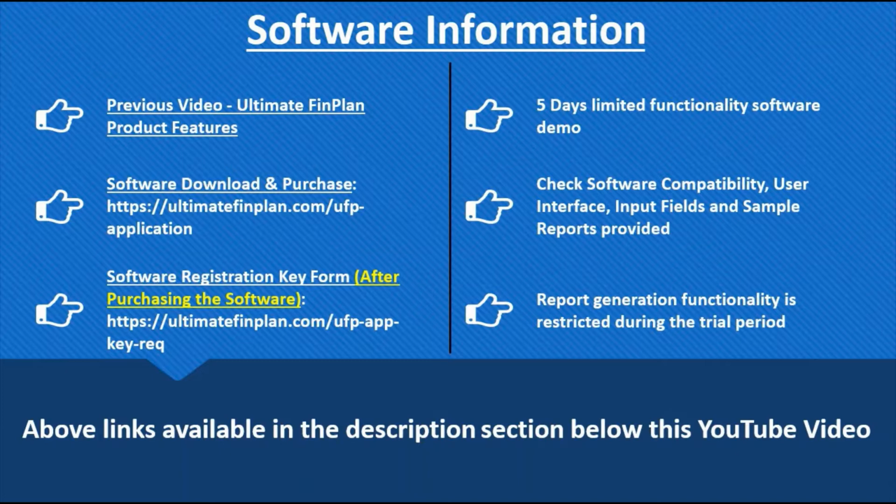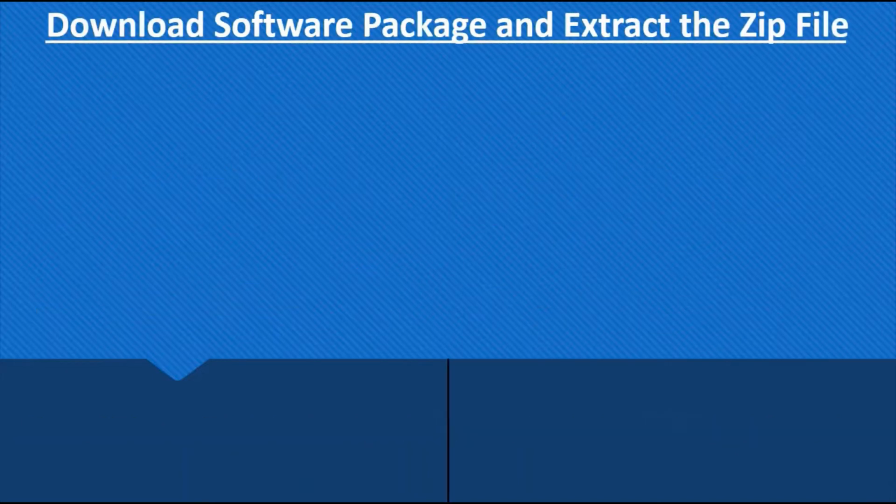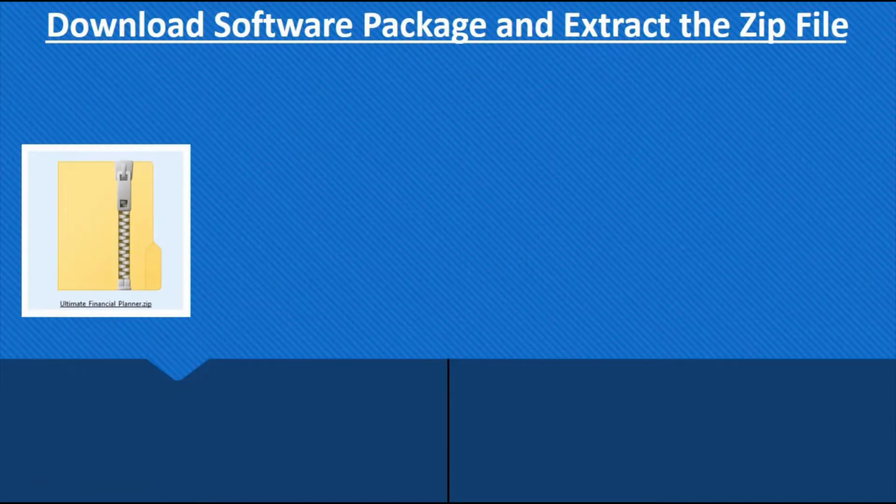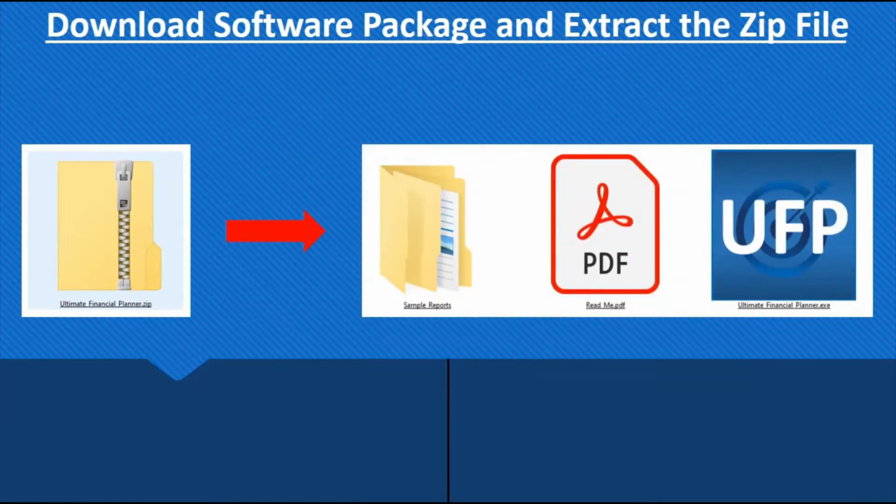Before we start with the software demo, let us first have a look at the process of accessing the software, and also the process of requesting the registration key online. After you download the Ultimate Financial Planner software package on your computer, please extract the contents of the downloaded zip file in a single folder.